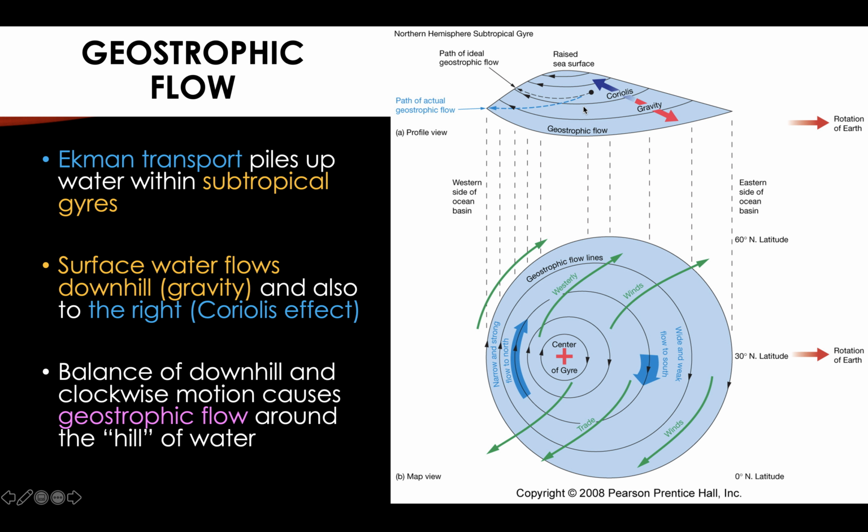The flow will also, due to the Coriolis effect, be deflected to the right. Because of that, you get something called geostrophic flow. That's the balance of downhill and clockwise motion that causes this flow around the hill of water. So when you look at this picture here, you can see the green lines are the wind belts. You can see surface water is following the major wind belts here. And you also have these lines.